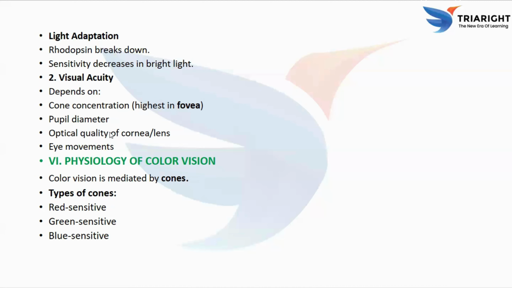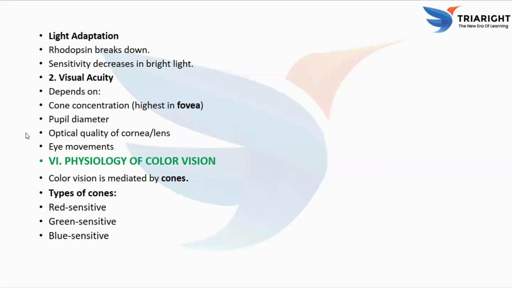Next is pupil diameter. If there is a small pupil, it results in a sharper image. If there is a large pupil, you can see more light but with lower sharpness. Next, coming to the optical quality of the cornea and lens. If the cornea or lens shape is abnormal, it results in refractive errors like myopia, hyperopia, and astigmatism, while correctly curved surfaces result in better focus. And the last one is eye movements. Tiny involuntary movements prevent visual fading. Controlled movements help to track objects and also maintain clarity.